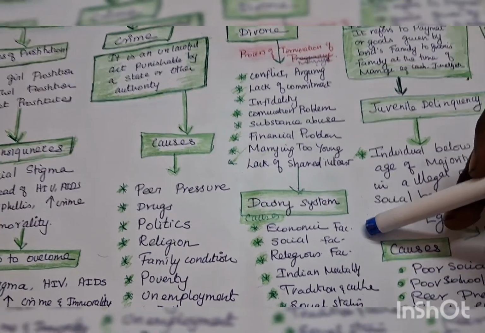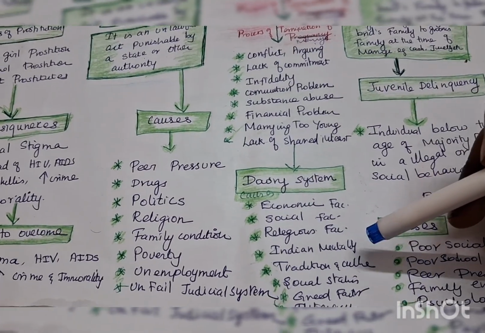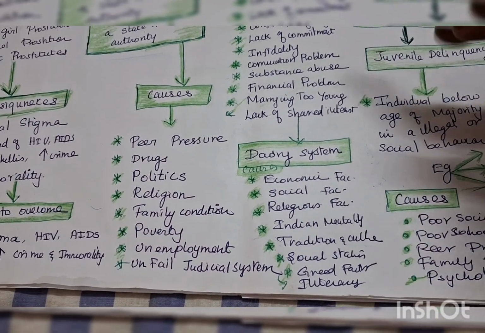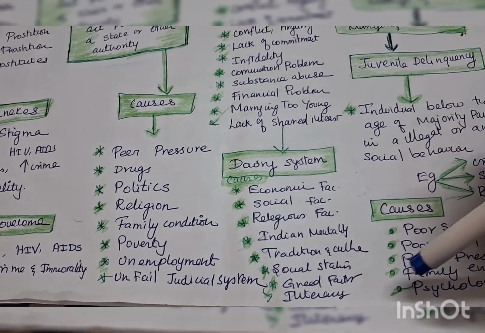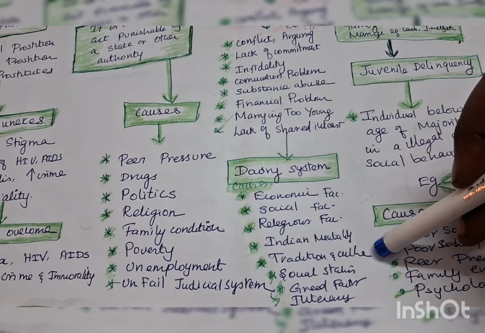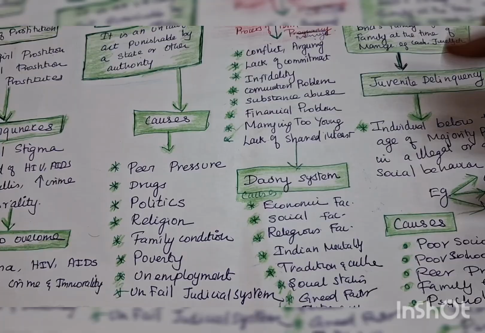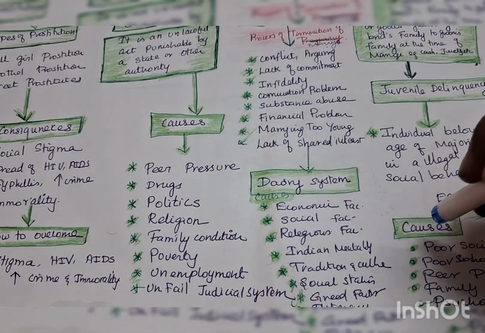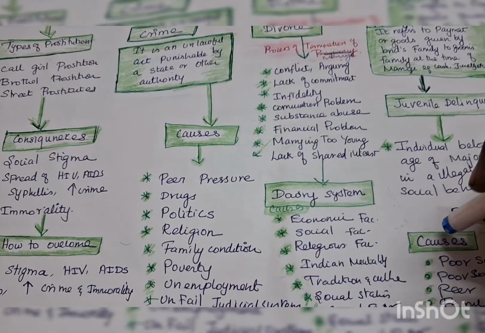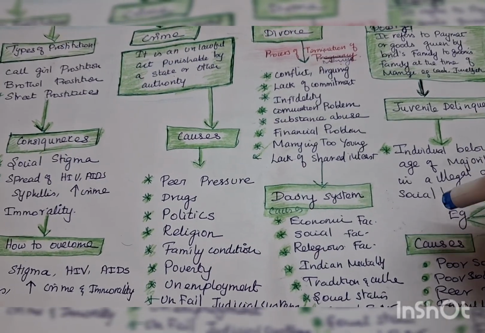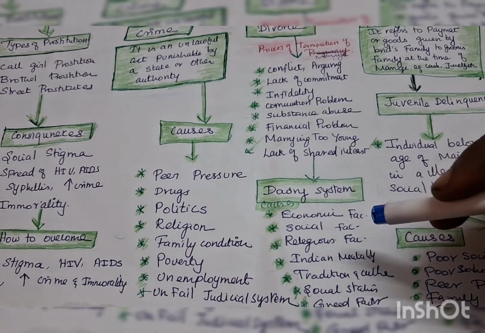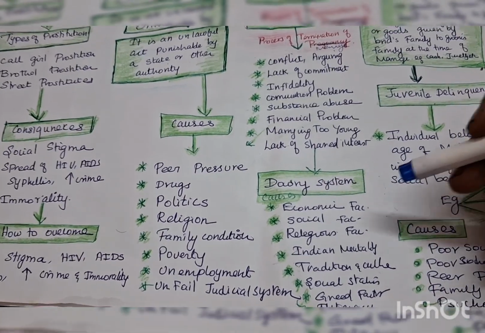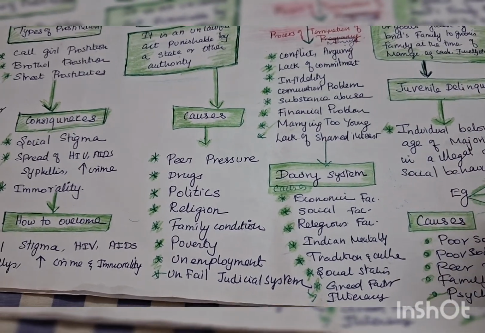Economic factor and social factor, religious factor, Indian mentality. Dowry system is an Indian mentality, and the tradition and the culture. Yes, in Kerala and Tamil Nadu, we give gold, we give a car. This is our tradition, this is our culture. This is the one point of time to prove I am in a very high social status. In my daughter's marriage, I give this much gift, this much car, this much property. It shows that I am in a very wealthy society.